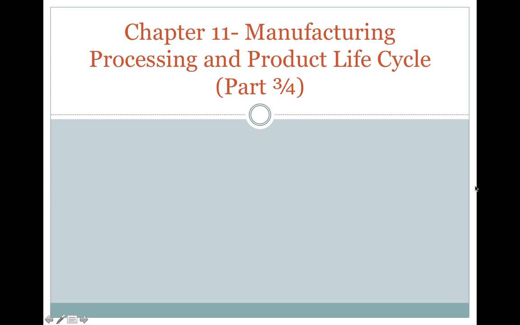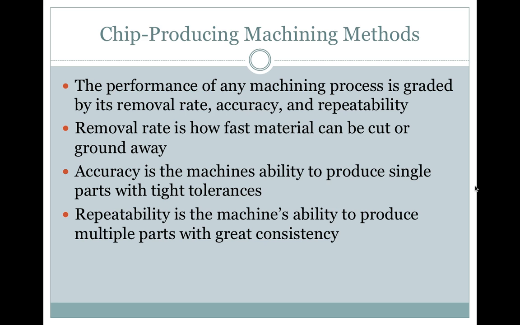Manufacturing, Processing, and Product Lifecycle, Part 3 of 4. Chip Producing Machining Methods. The performance of any machining process is graded by its removal rate, accuracy, and repeatability.